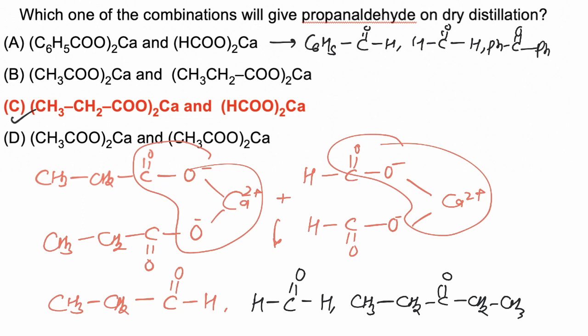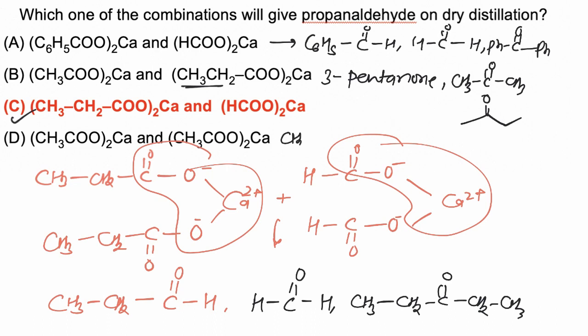In the second case, when calcium acetate and calcium propanoate are taken, there is a possibility of formation of 3-pentanone, acetone CH3COCH3, and from this carbon if CH3CH2 and from this carbon if CH3 is coming, then there is a possibility of formation of 2-butanone. In the fourth case, there is a possibility of formation of only acetone, and hence the correct answer is C.